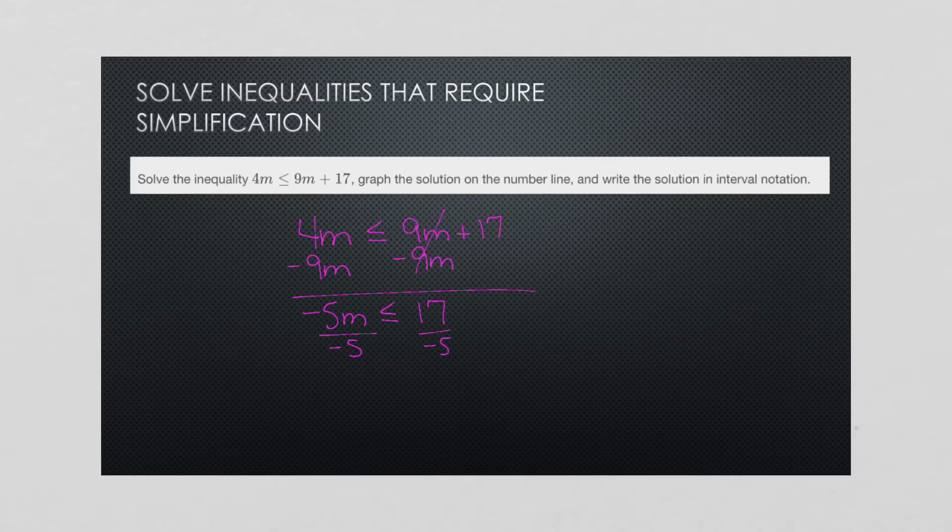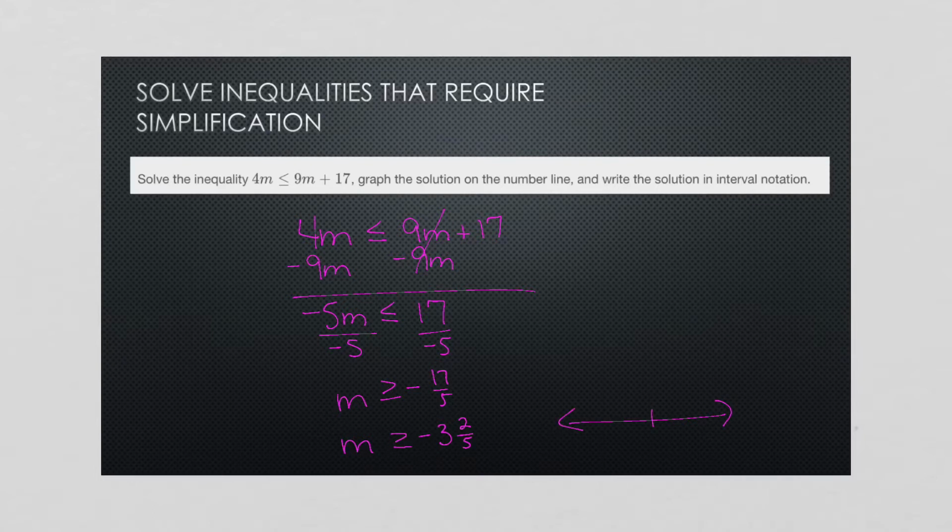So I've got that m, got to flip my sign, is greater than or equal to negative 17/5, or you could write your answer as m is greater than or equal to negative 3 2/5. I think the 3 2/5 is a little bit easier to graph.